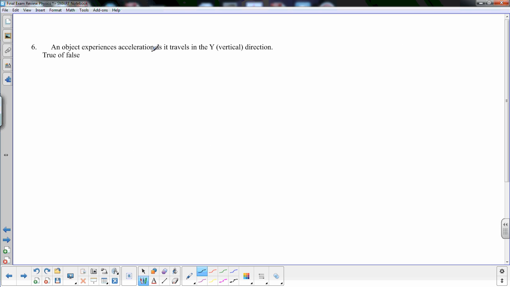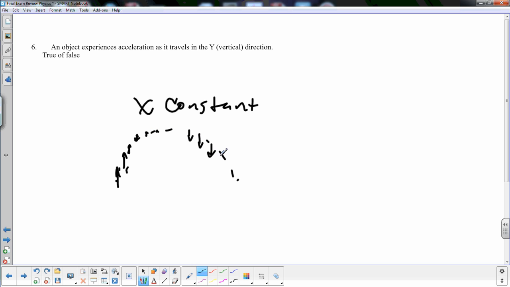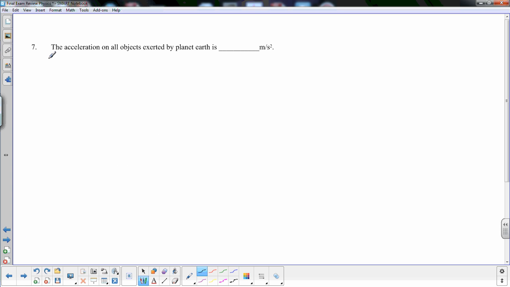The x is constant. The y might start out going really fast, but as you get higher, you're accelerating -10, so your velocity gets slower and slower and slower, and then you start falling slower and then a little faster and faster and faster until you hit the ground really hard. So an object experiences acceleration as it travels in the y. That is absolutely true. The acceleration is -10 meters per second every second squared. The acceleration of all objects exerted by planet Earth, at least at its surface, is -10 meters per second squared.